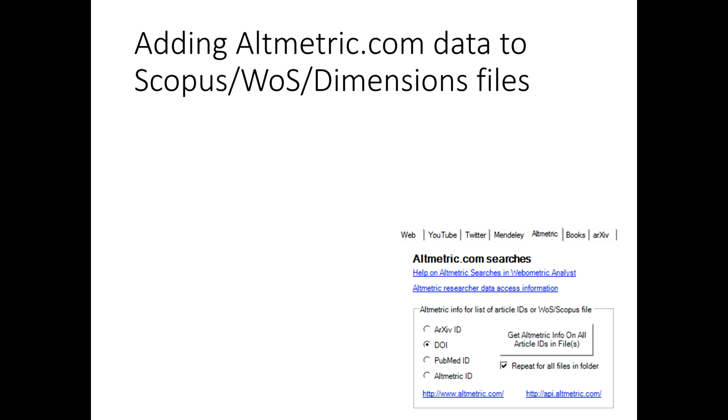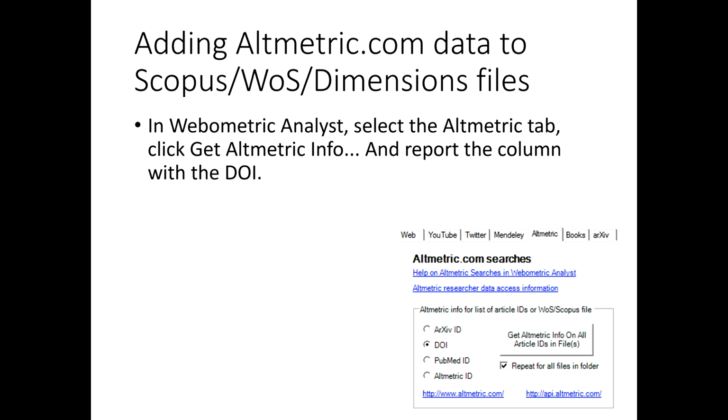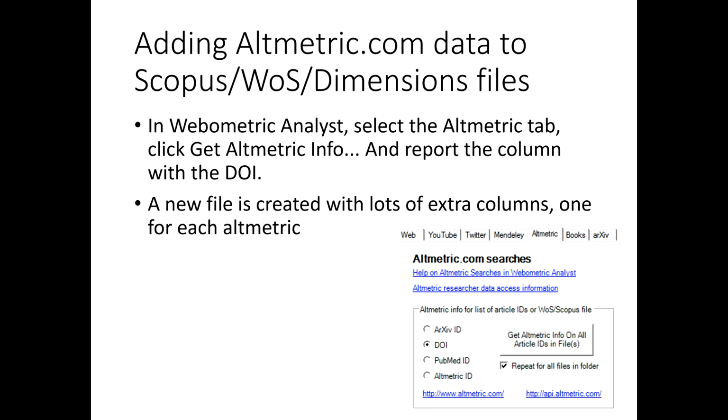How do you get the Altmetric data? Well, you open Webometric Analyst and you click the Altmetric tab in Webometric Analyst as shown on the screen. Then you select DOI as the data that you're using to retrieve the information, and click Get Altmetric Info on all article IDs in files, and check Repeat for all files in folder underneath first. Then select one of the 4 files that you've got in a folder on its own with no other files in, and you'll need to tell it which column contains the DOI.